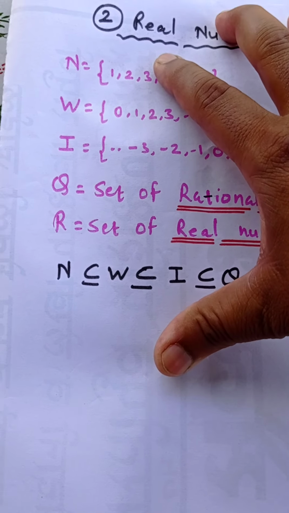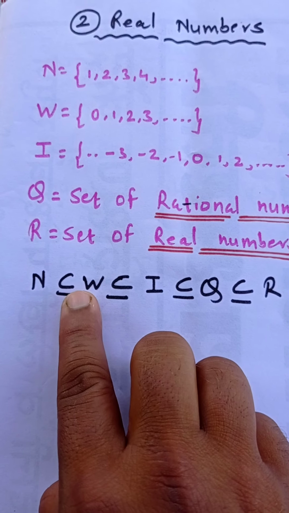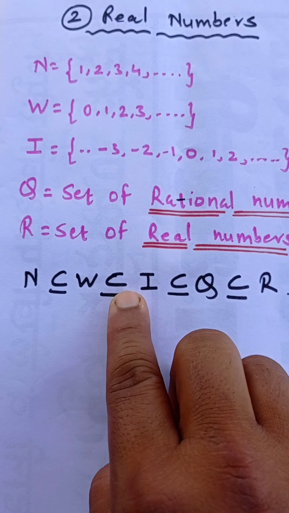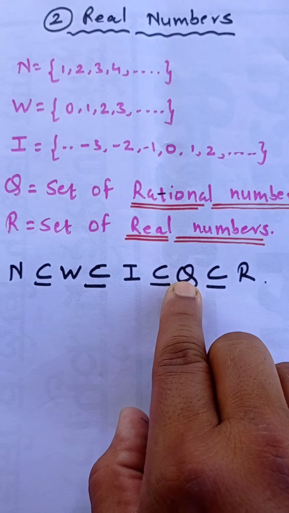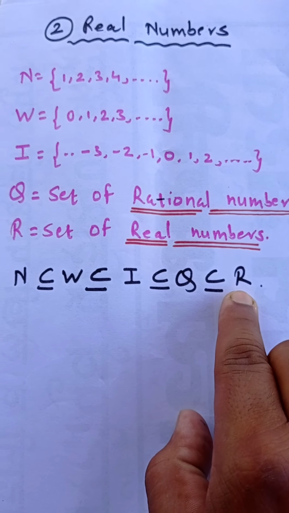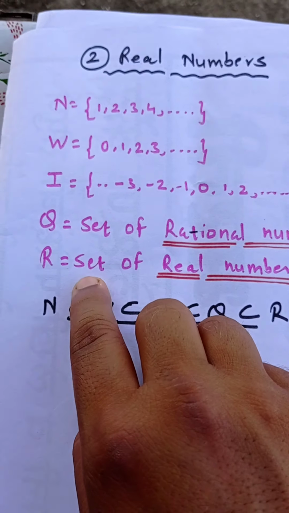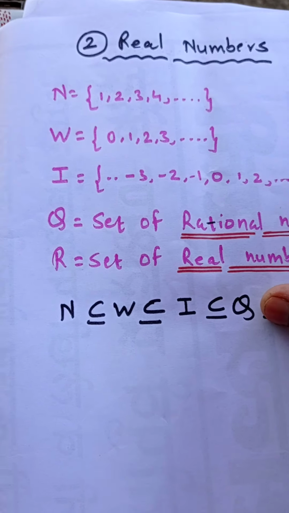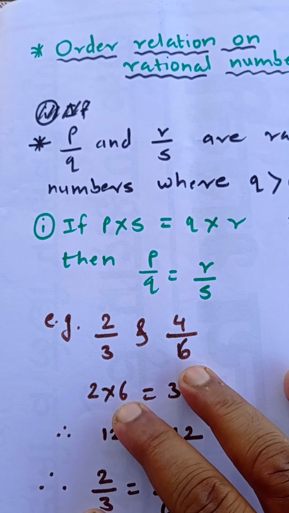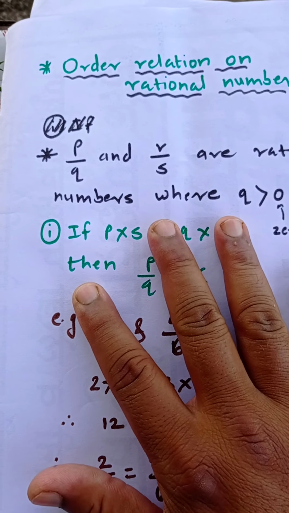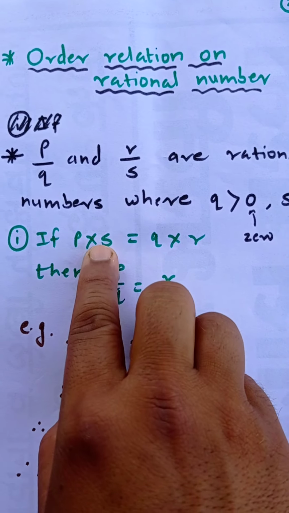Now see the relation between all these numbers. Natural numbers are a subset of whole numbers, which are a subset of integers, which are a subset of rational numbers, which are a subset of real numbers. Now these are basic and very important numbers. The next topic from your lesson is order relation on rational numbers.